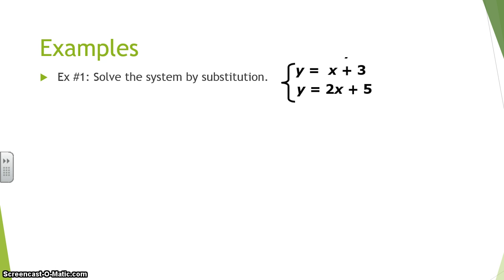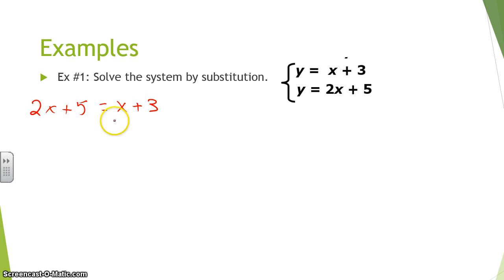So we have our first example here. It says solve the system by substitution. So we have y equals x plus 3 and y equals 2x plus 5. Notice both of these equations are equal to y, so I'm going to set these equal to one another. So I'm going to set it up as 2x plus 5 equals x plus 3.